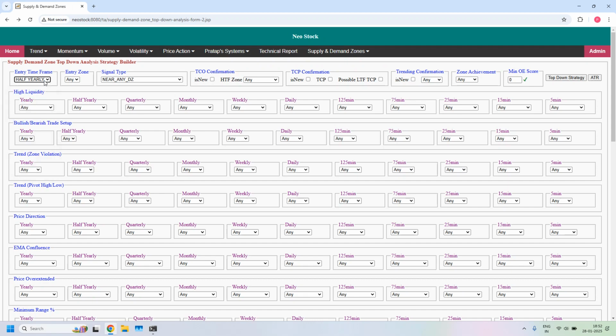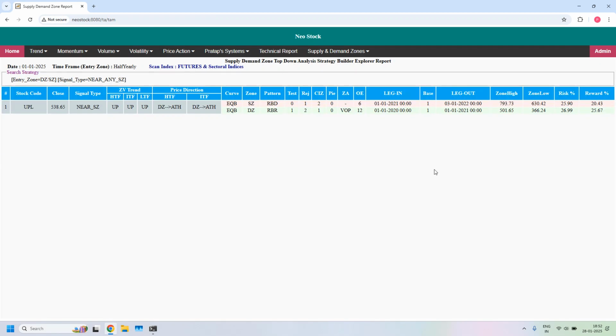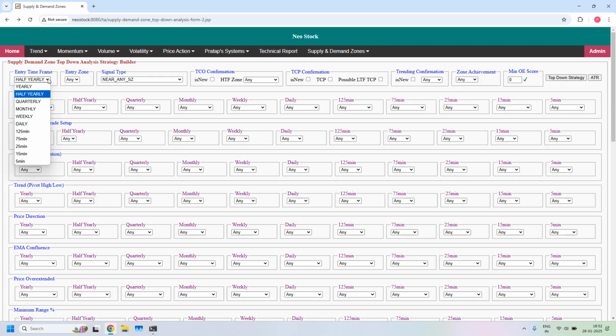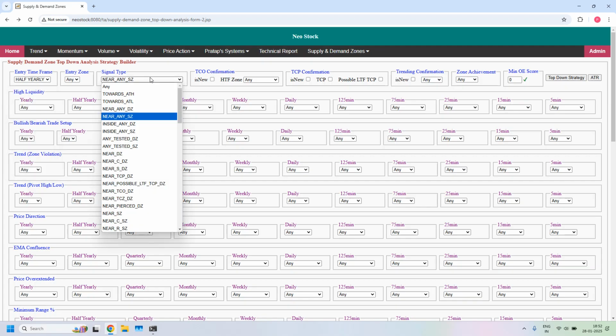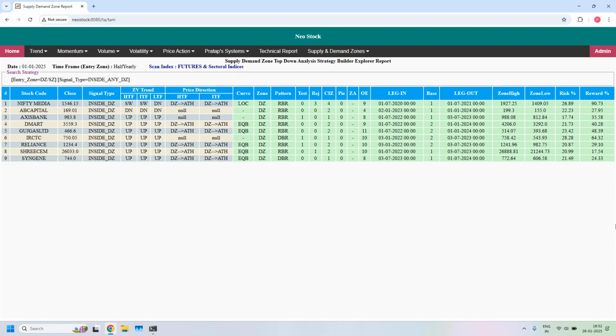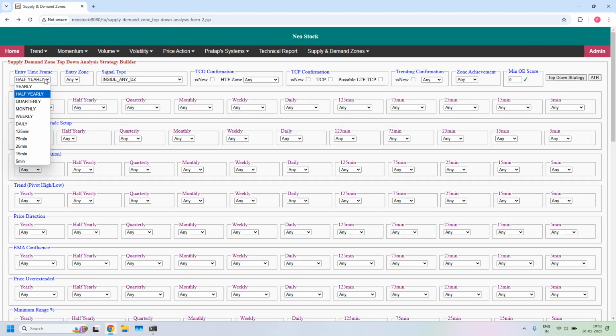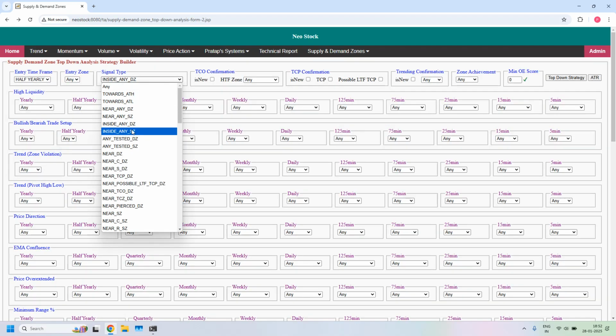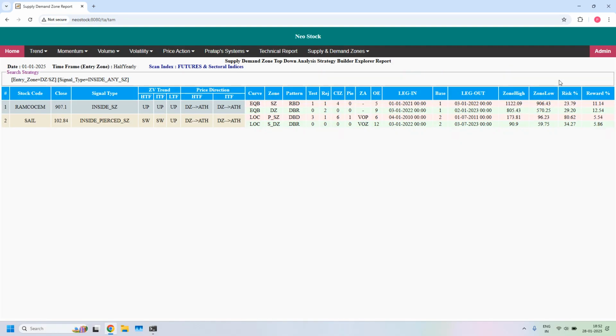Next half yearly time frame. Stocks near half yearly supply zone. We got 1 stock. Next half yearly time frame, price closed inside the half yearly demand zone. We got 9 stocks. Next half yearly time frame, price closed inside the half yearly supply zone. We got 2 stocks.